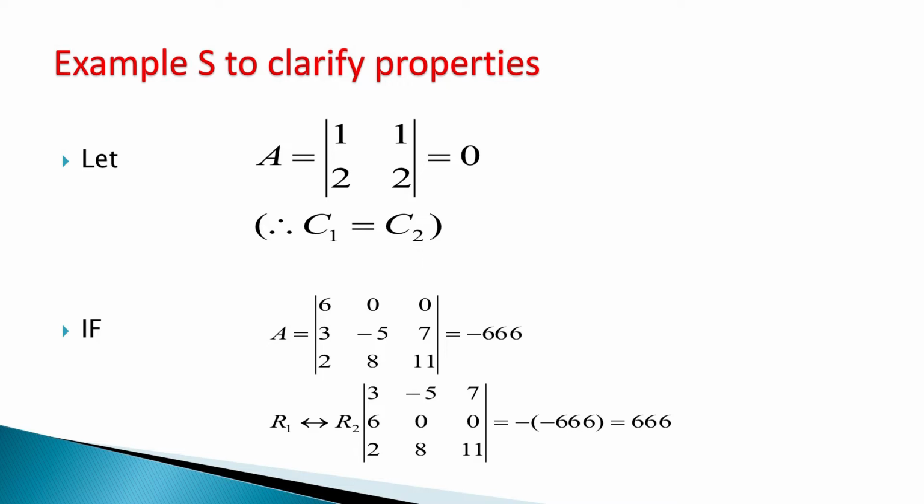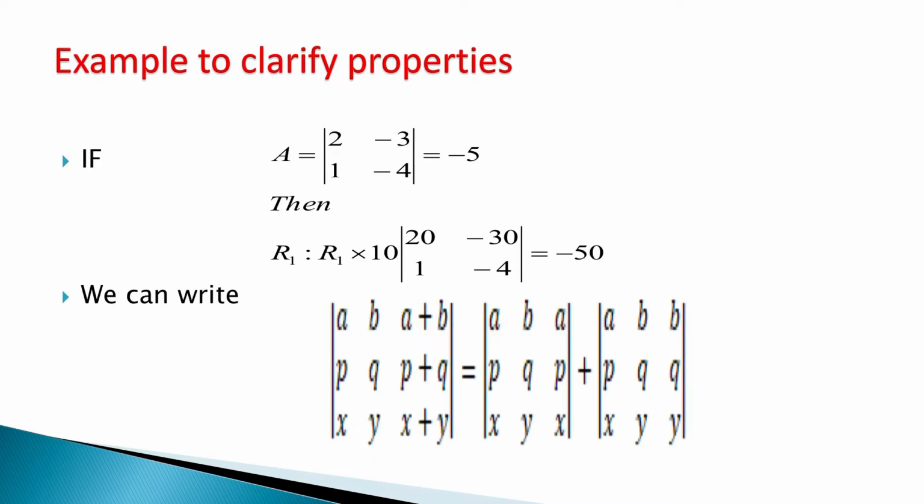Here C1 is equal to C2, hence the determinant value becomes 0. Here suppose A is a determinant whose value is minus 666. If we change R1 to R2 and R2 to R1, then the sign changes. That means, whenever we interchange row 1 and row 2, the value of the determinant becomes 666. Here, if a constant is multiplied in a determinant, then the determinant value is multiplied, in any one of the rows or any one of the columns.